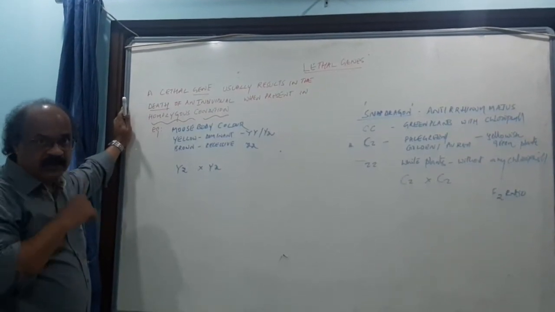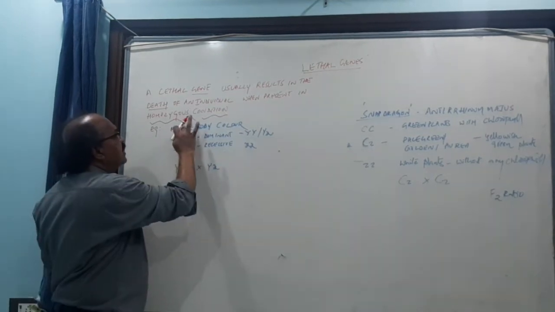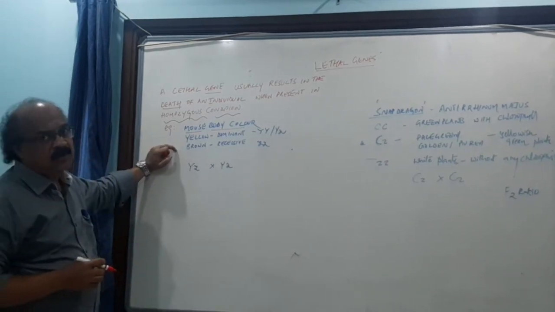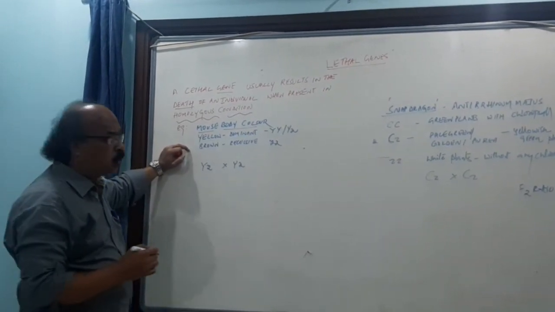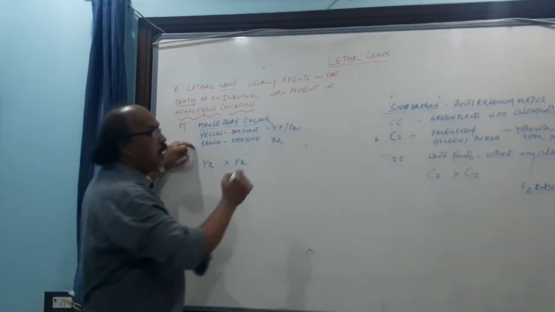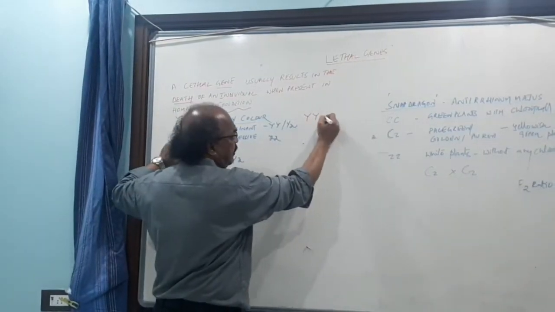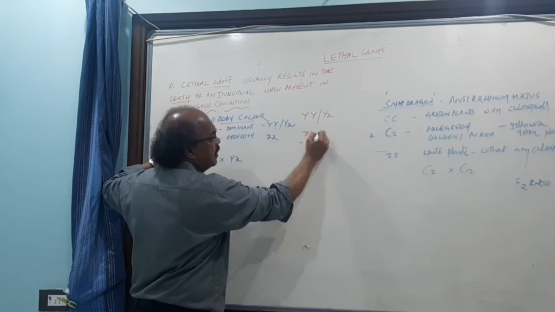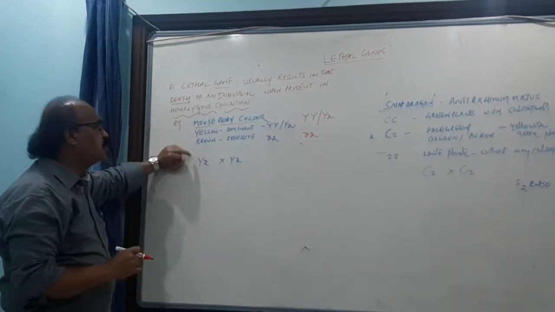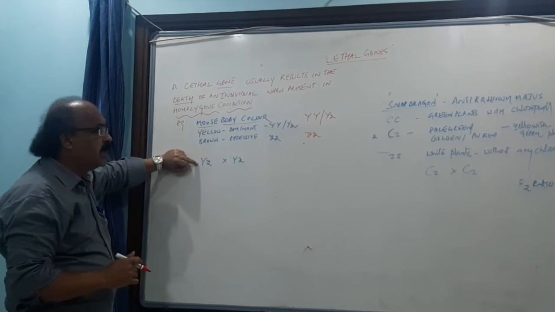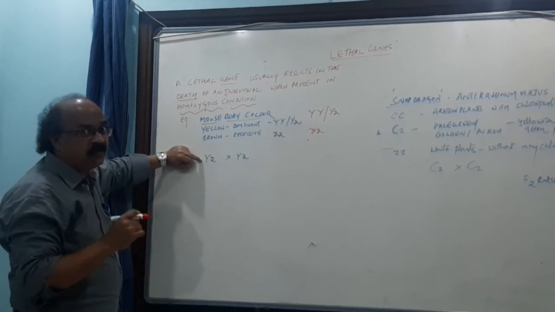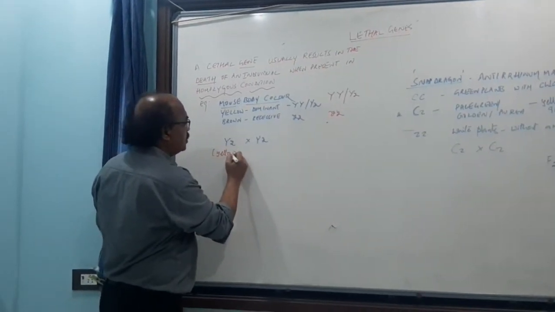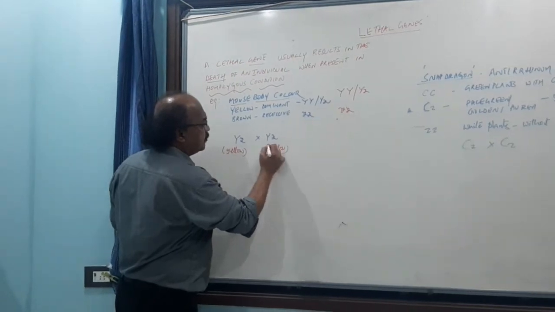Now let us see one example: mouse body color. Mouse body color may be yellow or brown. Yellow is dominant over brown. Yellow is capital Y capital Y, or capital Y small y. Brown is small y small y. If you take the capital Y small y genotype, that is definitely yellow only.